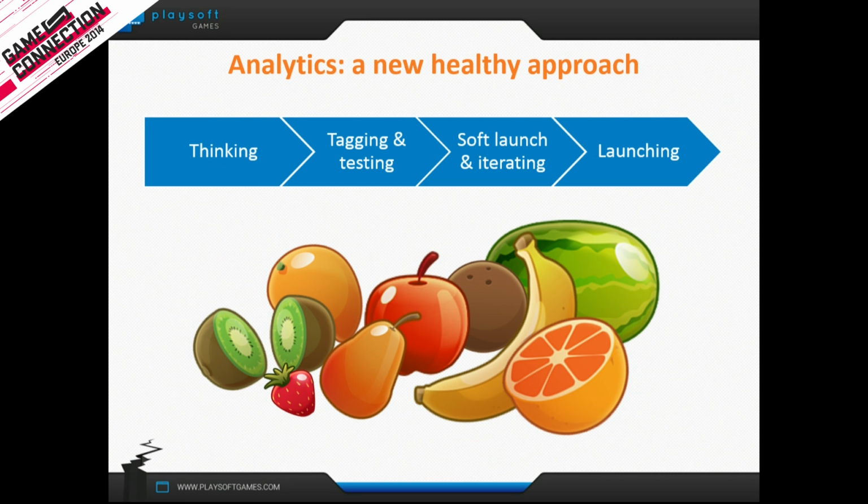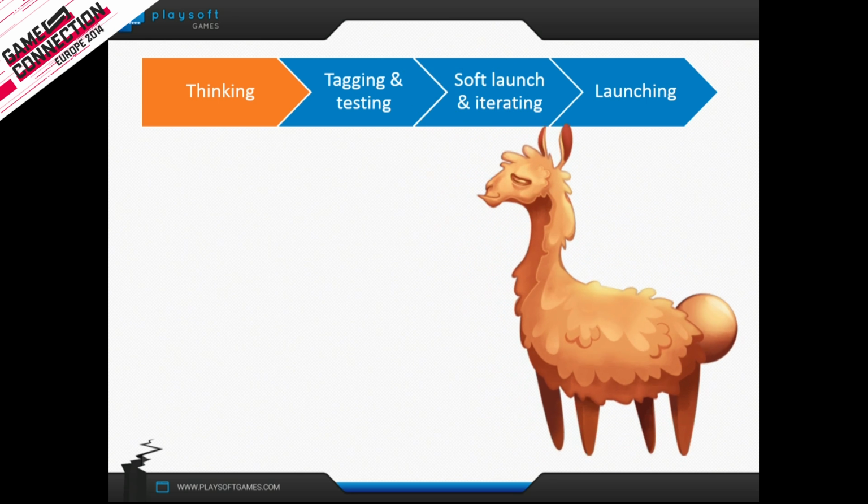All right. So that's not a healthy way to actually handle analytics. What I propose, and what we have started to do at Playsoft, is a new healthy approach to analytics. First of all, we need to think, before we actually implement anything, before time and budget is spent. We have to think about what we really need. Then make sure the tagging is right and proper and tested. That's very important. And then having this phase of soft launch and iteration makes sure that budget is reserved for this part of production. And when you launch, you are pretty much sure about what you have. So, thinking, all right.